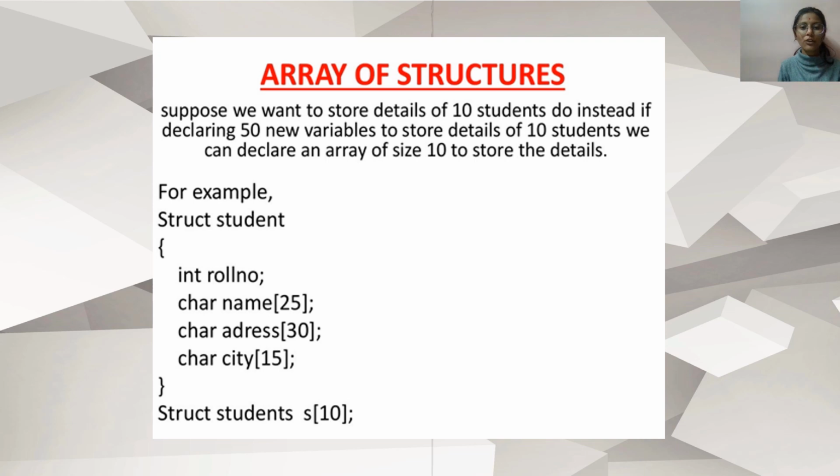Now let us see one example of an array of a structure. Suppose we want to store the details of 10 students. Instead of declaring 50 new variables to store details of 10 students, we can declare an array of size 10 to store the details. For example, struct student, open the bracket. In the bracket, we will use integer roll number, as we are using integer because roll number cannot be a decimal. Next, char name, char address, char city. Now close the bracket and struct student s[10].